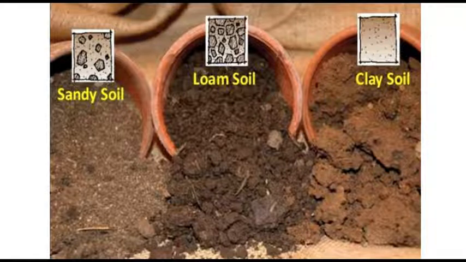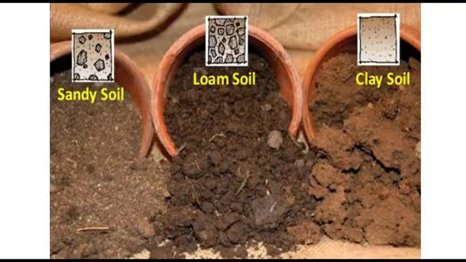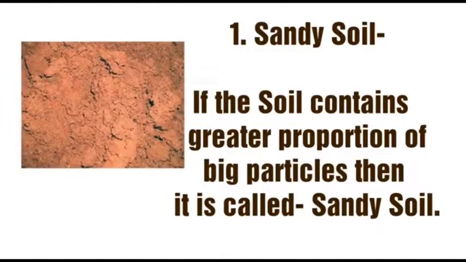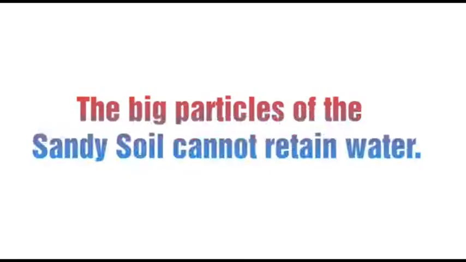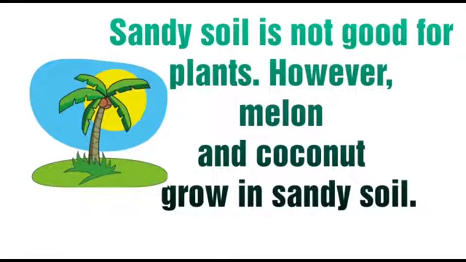Now we can study the properties of each type of soil in detail. Sandy soil. If the soil contains a greater proportion of big particles, then it is called sandy soil. Sand particles are big, hence a lot of air is trapped within them. So sandy soil is well aerated. The big particles of sandy soil cannot retain water. It drains quickly. Sandy soil is not good for plants. However, melon and coconut grow in sandy soil.